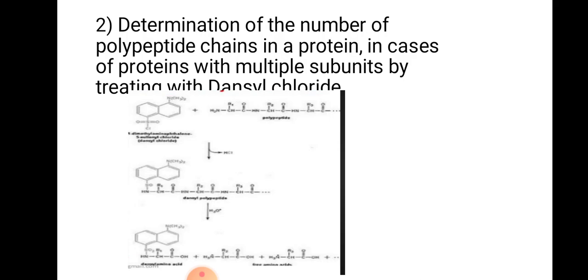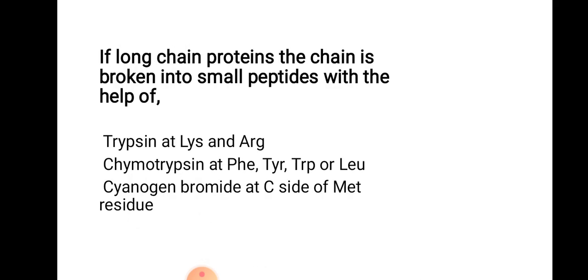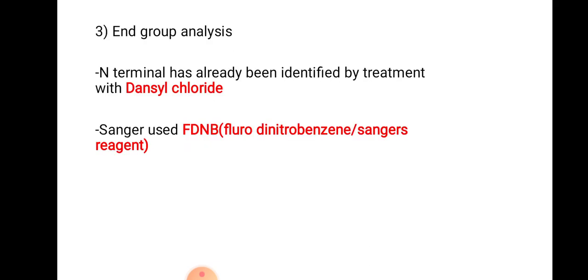So if the polypeptide chain is too long, then it has to be broken down into small fragments by enzymatic or chemical cleavage. The common enzymes used are trypsin, chymotrypsin, etc., and the chemical is cyanogen bromide. Next is the end group analysis. There is an N-terminal end and a C-terminal end. The terminal end is identified by treating with dansyl chloride, Sanger's reagent, or by Edman's degradation method.